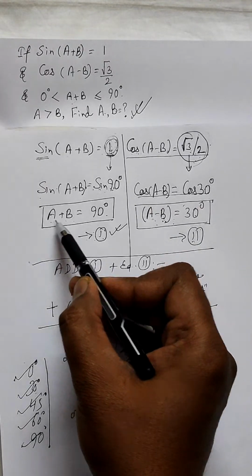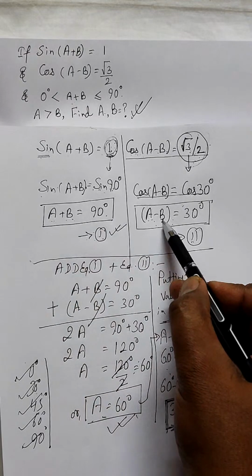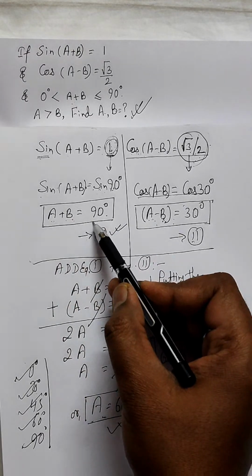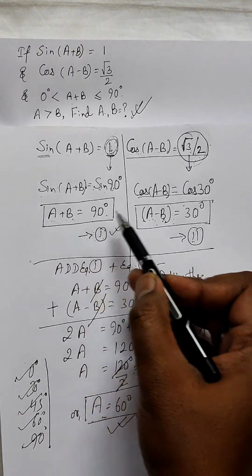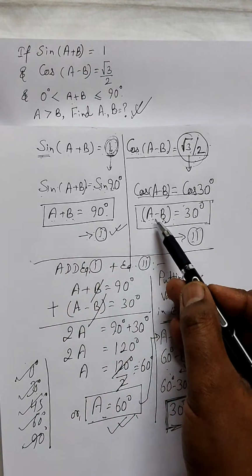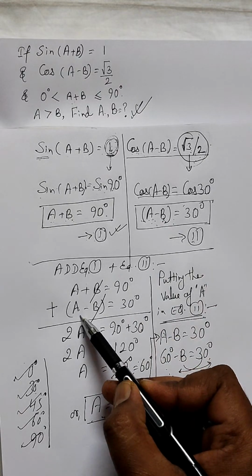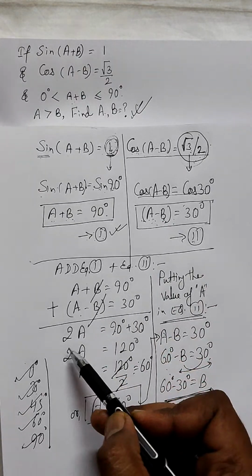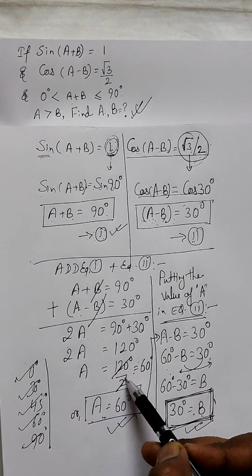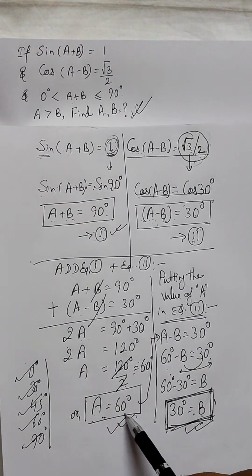Here you can see a and b are variables. So isn't it a linear equation in two variables? We have two variables, we have two equations. So just eliminate one of the variables. Okay. So what we did, we just added equation number 1 and 2, and b is eliminated over here, and we get the value of 2a as 120 degree, so a is 120 degree by 2. So we get finally a as 60 degree.